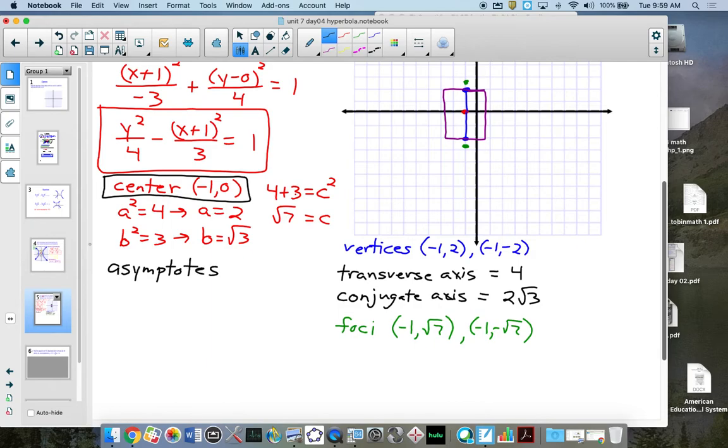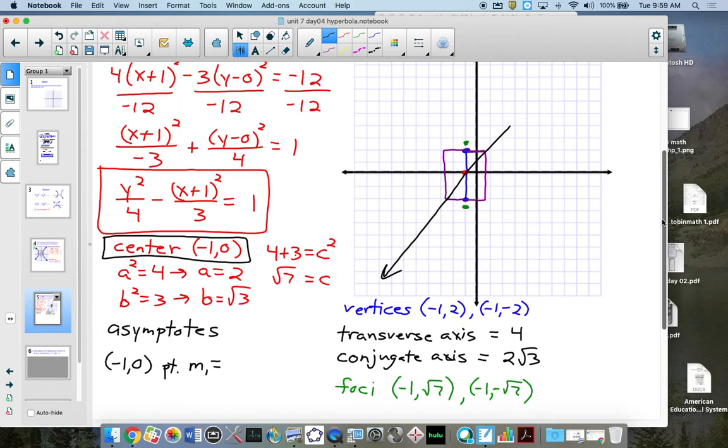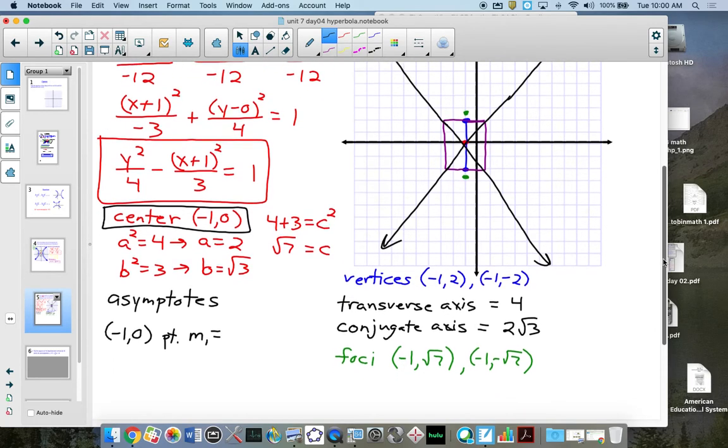So we know they both go through the center, which is at -1, 0, so that's a point. And then we need the slopes. Well, the first one going here, and then the second one. Note to self, use lines next time. Alright, so what's the slope?